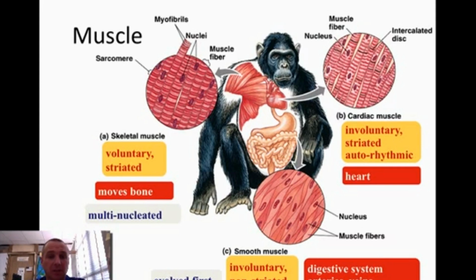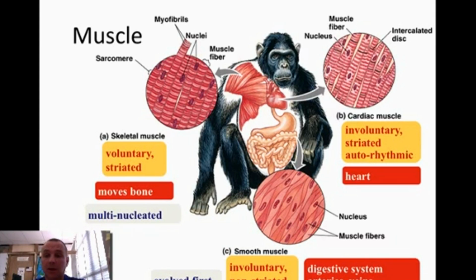Skeletal muscle is voluntary, which means that we control its movement. I can't go up and slap somebody and say I didn't have any control over it because it's actually voluntary. It's striated. The striations are created by these sarcomeres, which have both actin and myosin fibers in them, and it's multinucleated. Now, cardiac muscle is your heart muscle, of course, and is involuntary.